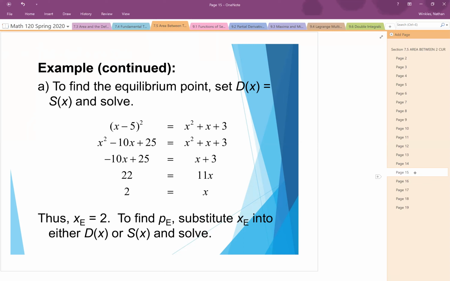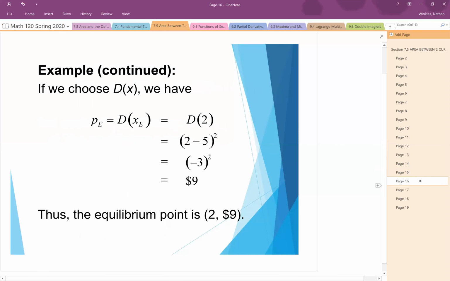So we have found the x value for our equilibrium point of 2. That means now that we can either plug 2 into the demand function or the supply function to find our p-value there. It does not matter which one we do. So if we plug it into our demand, D of 2, so 2 minus 5 all squared gives us negative 3 all squared, which is 9. So our equilibrium point is the point 2 comma $9.